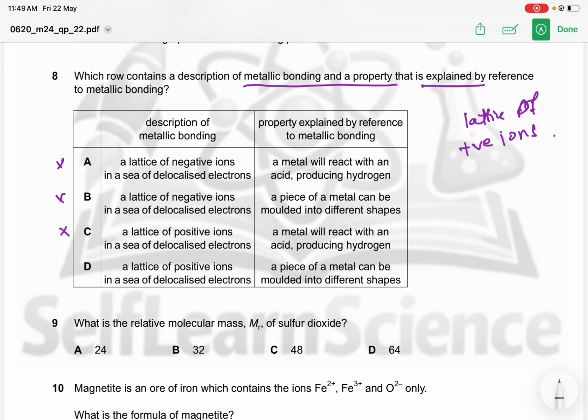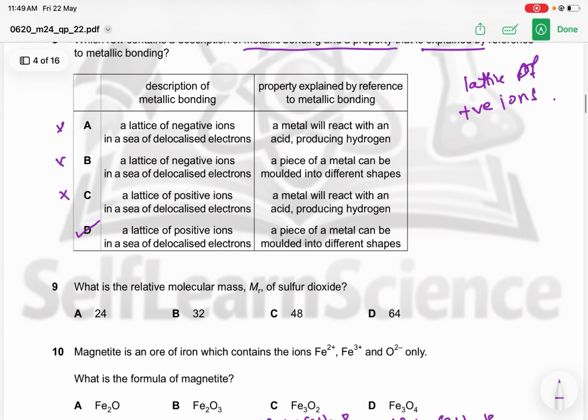The position of the electrons and the positive ions helps to change the shape of the metal. So when it is hammered into different shapes and into wires, that property of that arrangement helps in this property of molding the metal. So D is the correct answer.